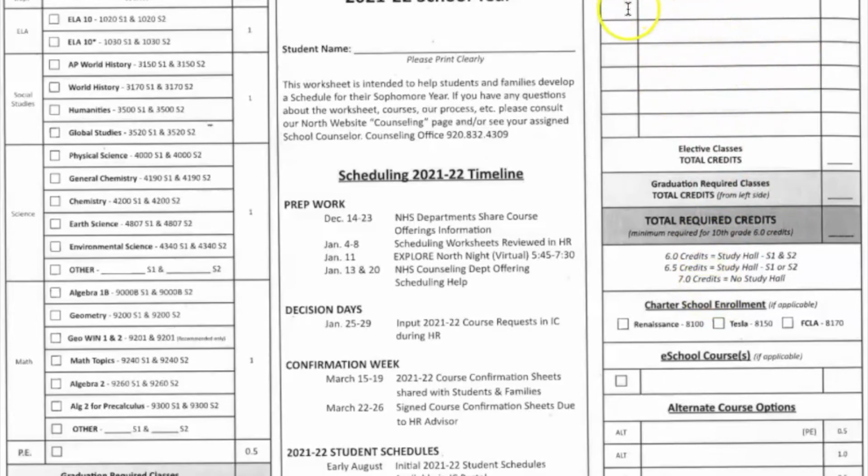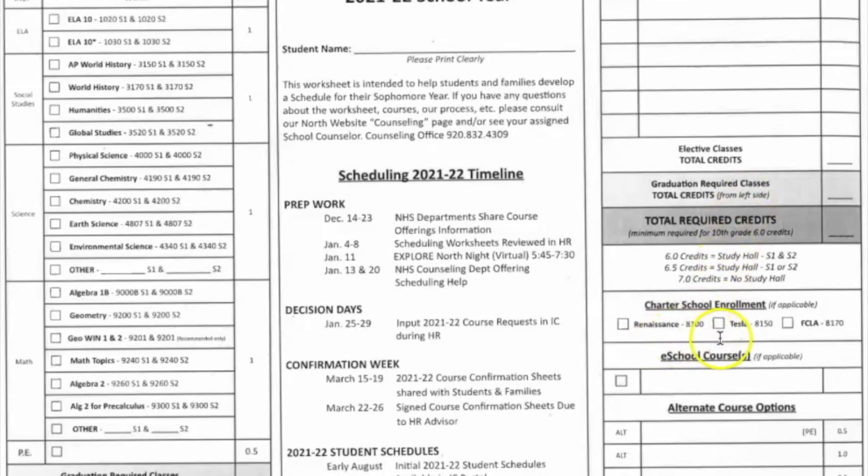It's really important that the students think about that and then think about what elective classes they want to take, and write their course names and numbers here so that, our hope is, when they actually get to entering their information in IC, all of these decisions have been made. It's just a matter of entering it into IC.